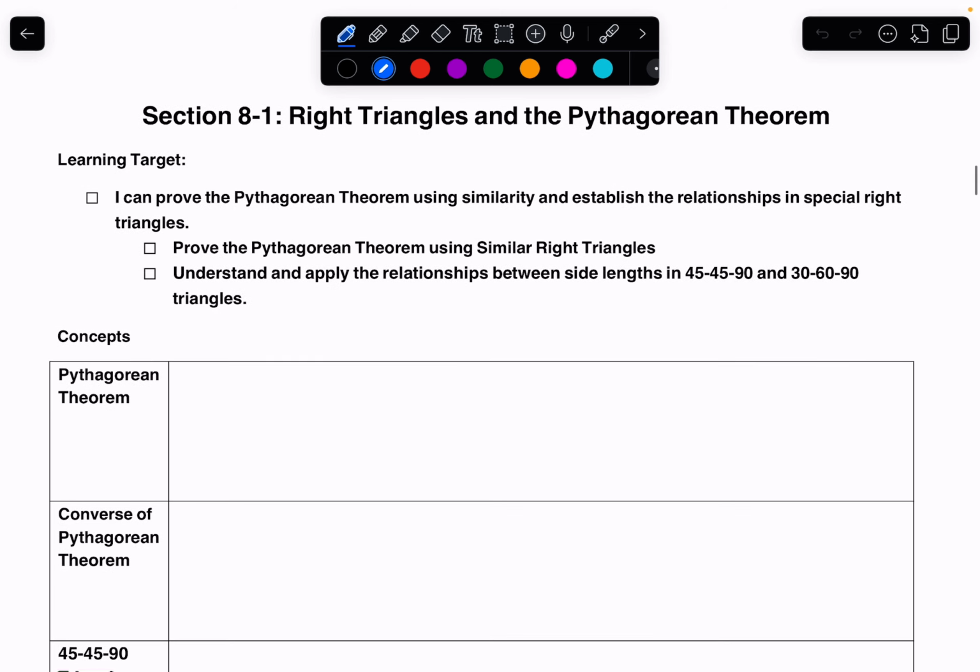So 8.1 is all about the Pythagorean theorem, which is something that you already know, especially the first parts of these notes, which should be very much review. Then we are also going to be talking about specific kinds of right triangles. We call them special right triangles. 45-45-90 and 30-60-90 are the kinds we're going to be looking at today. And that's going to help us make a bridge to 8-2, which is a really important section about the introduction of trigonometry into our math.